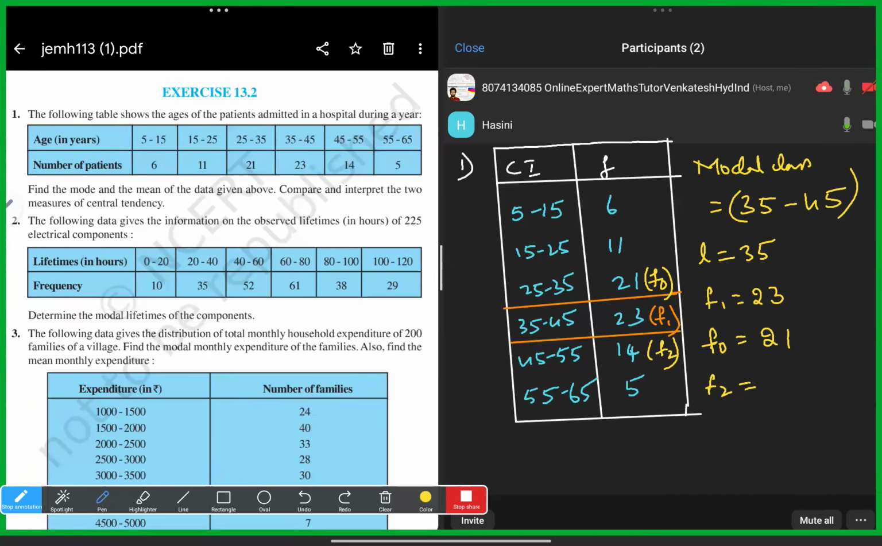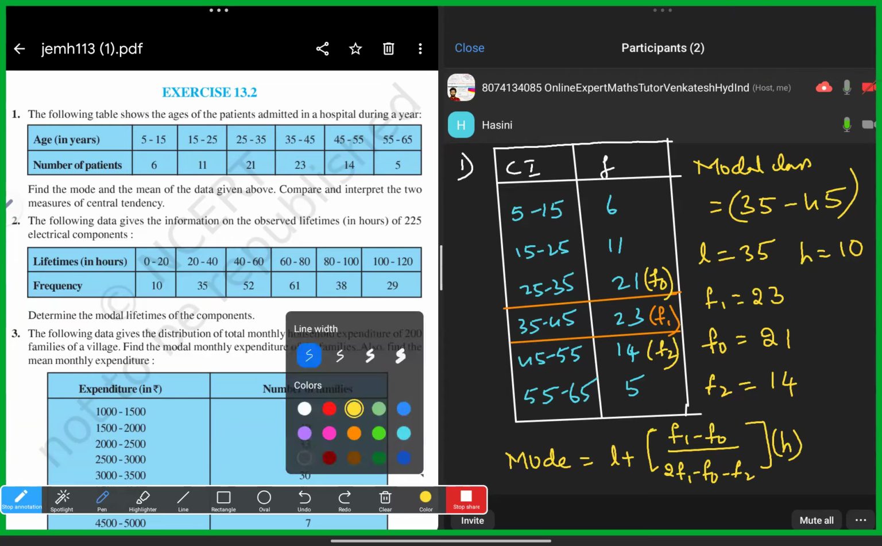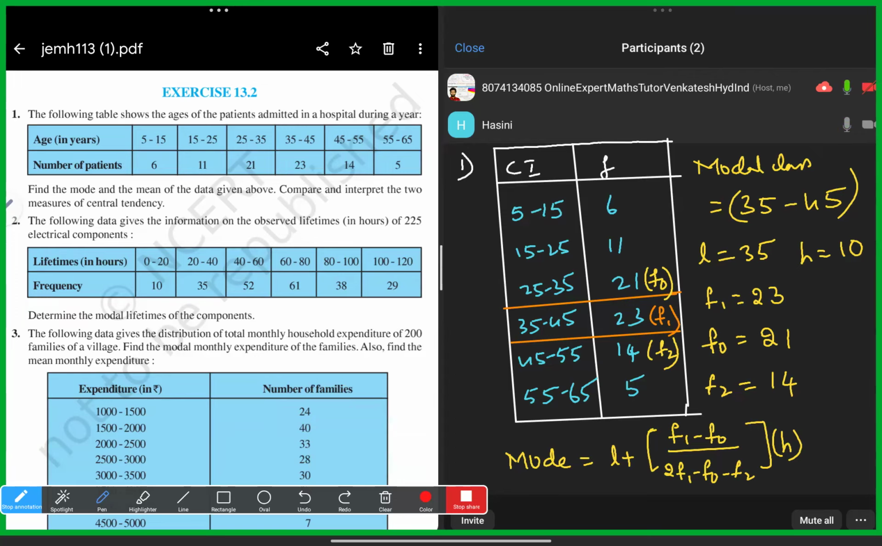Now we'll apply the formula. H is how much? Class size. Class size everywhere is 10. So mode is equal to the formula: L plus (F1 minus F0) by (2F1 minus F0 minus F2) into H. Until you become perfect with the formula, you have to write the formula every time. Now we'll just substitute the values here.